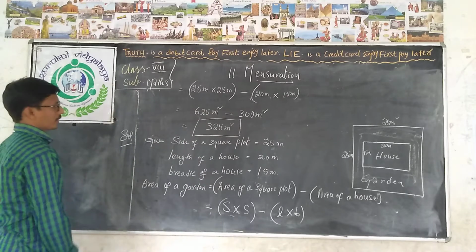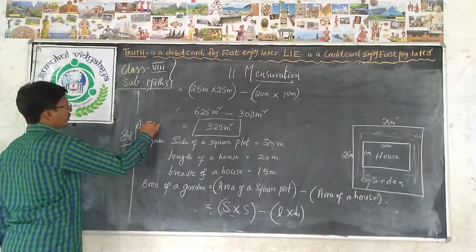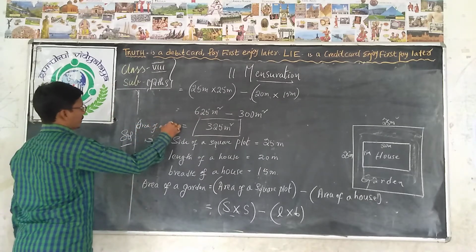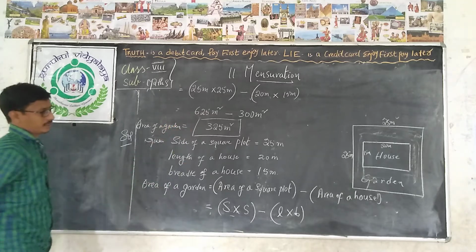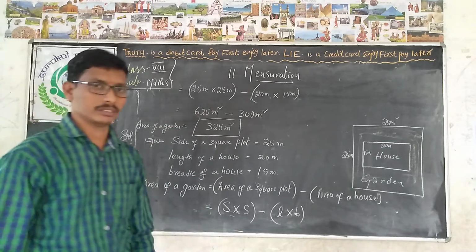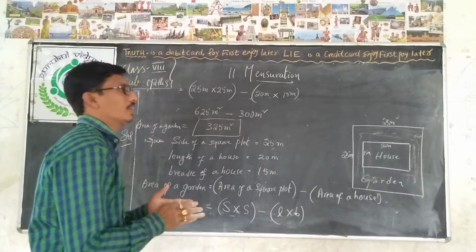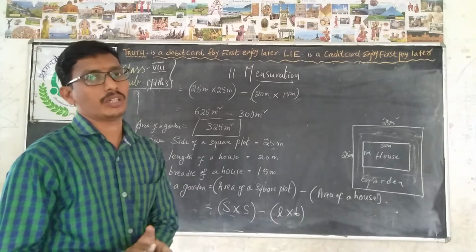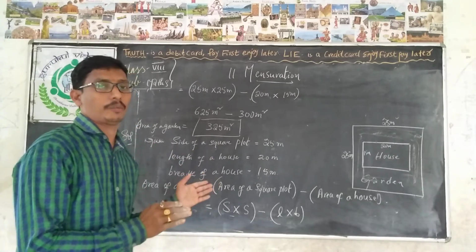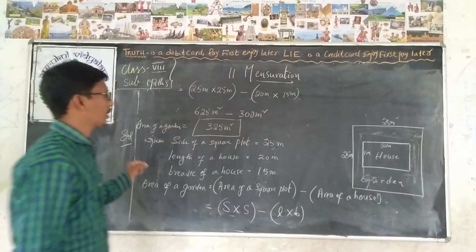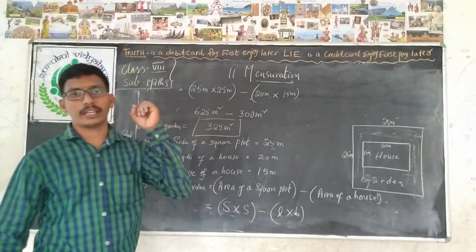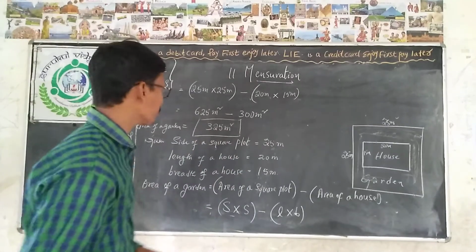What is the area of the garden? The area of the garden is 325 square meters. Okay, children. If you want to know the total cost of developing a garden, first of all you have to find the total area of the garden.